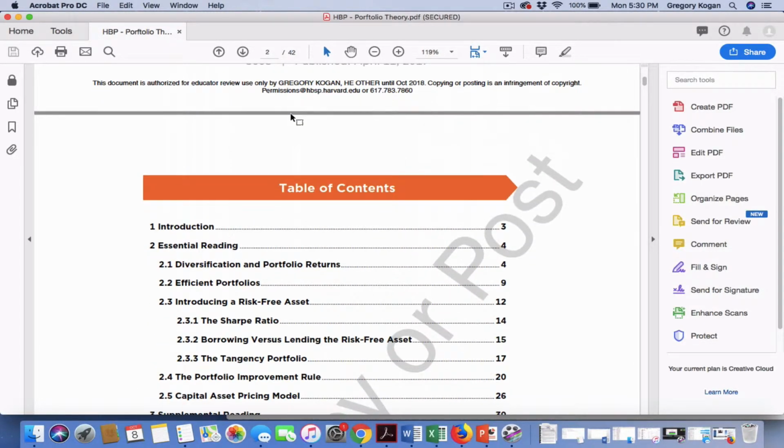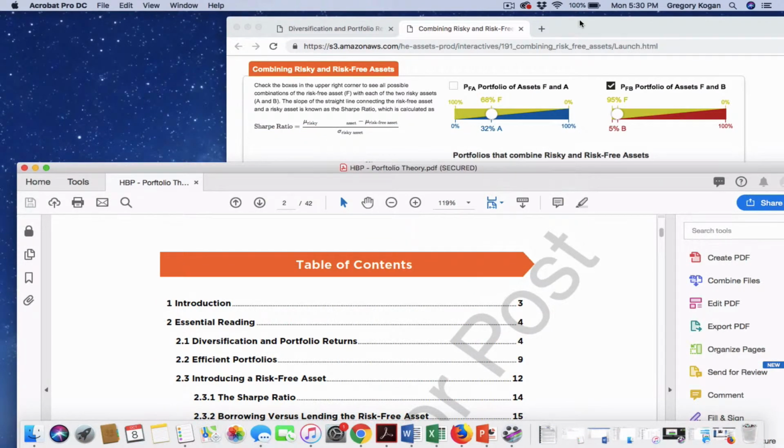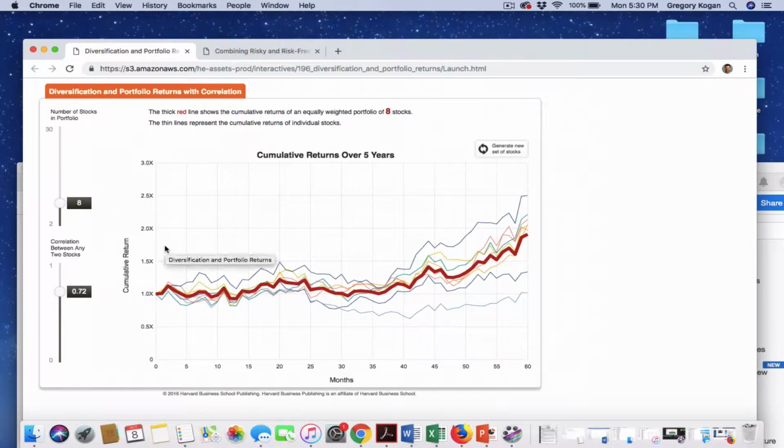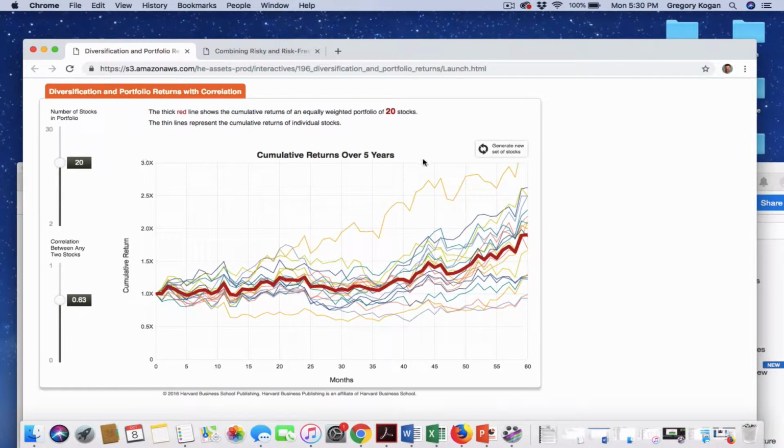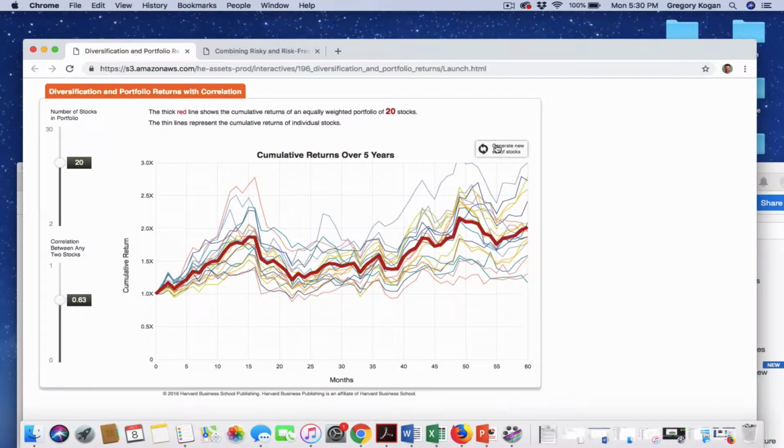So what I want to look at first is diversification. I'm looking at one of these interactive models, which gives you a portfolio where you control how many stocks, and it draws a number of stocks based on that. It gives you a different set every time. The red line shows the cumulative return of the equally weighted portfolio of 20 stocks. So the return is showing you how much the portfolio has grown over 5 months. It's like 50%, 100%, almost 200% of its original value.